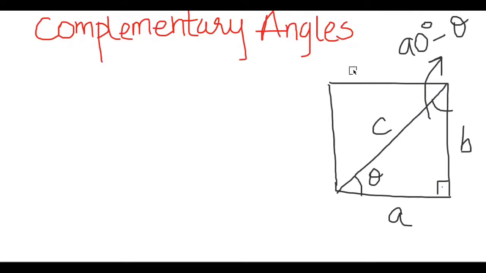Now moving forward, I have named these three sides: C as the hypotenuse and A and B as the two sides, which are basically equal as well.